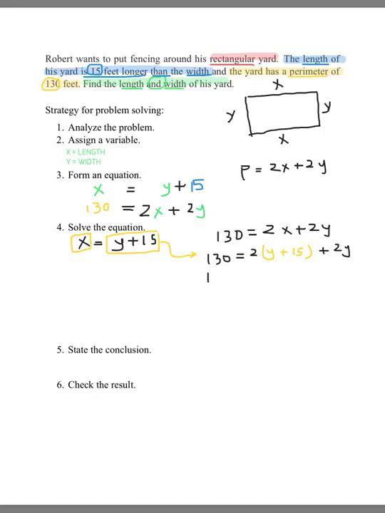So we're still going to have 130, so we'll bring that down. And then once we distribute the 2, we're going to end up with 2y plus 30. And we still have the plus 2y at the end. So now simplifying down on the right hand side, we'll have 130 is equal to, well, 2y plus 2y gives us a total of 4y. And we still have the plus 30.